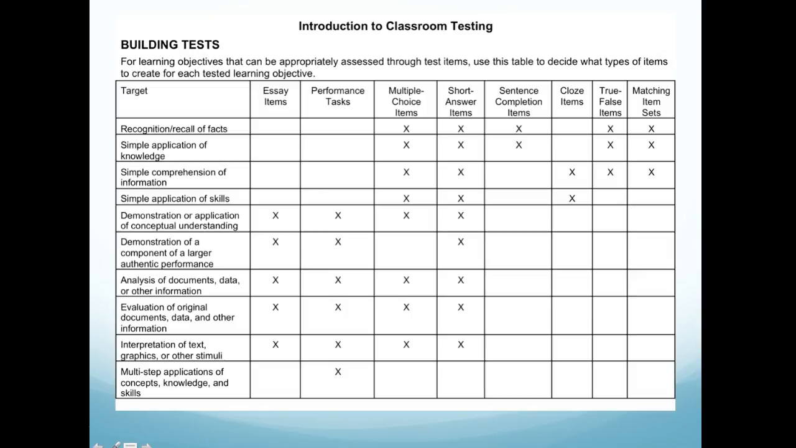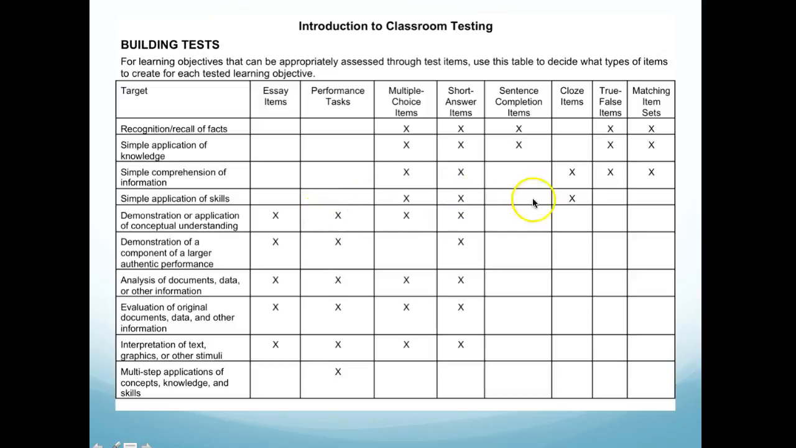Across the top, you have the five types of test items that will get you recognition and recall of facts. Simple application of knowledge, the same set of tests. Simple comprehension of information, notice they are different. You can still get to comprehension with multiple choice and definitely short answer. Cloze items are designed for comprehension. They're not designed for vocabulary knowledge. In other words, don't use a cloze item test to test if they know their vocabulary words. That's not what they're for.